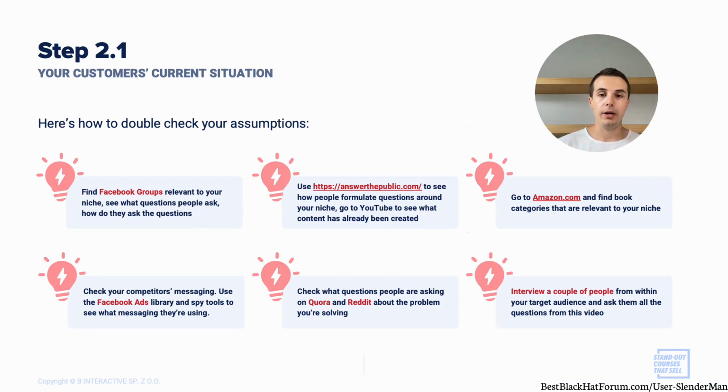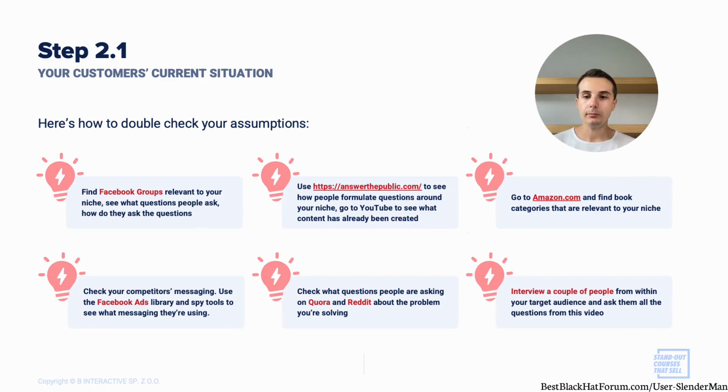The other thing you can do is go and check your competitors' messaging. So you can use the Facebook ads library, spy tools such as AdSpy to check what messaging your competitors are using. Especially pay special attention to the outcomes and timelines that they're promising and what benefits they're claiming, because if they're running a lot of ads, then this means that people find these outcomes and benefits attractive because they respond to them, right?